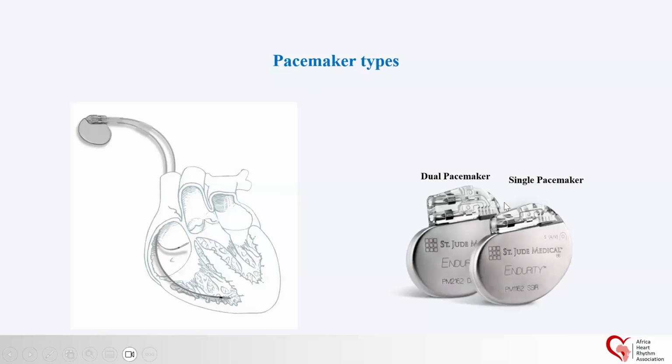So we have dual chamber and single chamber. The difference between these types of pacemaker is the number of leads. For dual chamber pacemaker, we have two leads, one in the atrium and the other one in the ventricle. For the single chamber, we have just one lead that we can have in the ventricle or in the atrium. It depends on the indication of the implant.